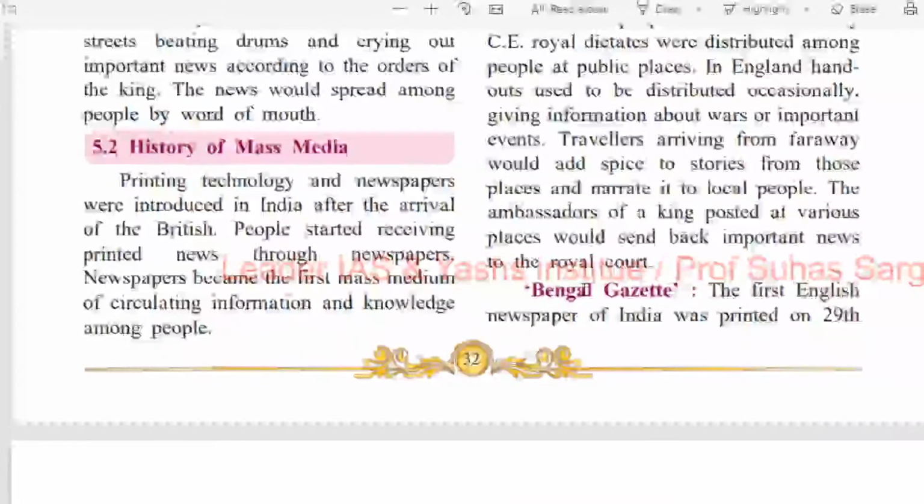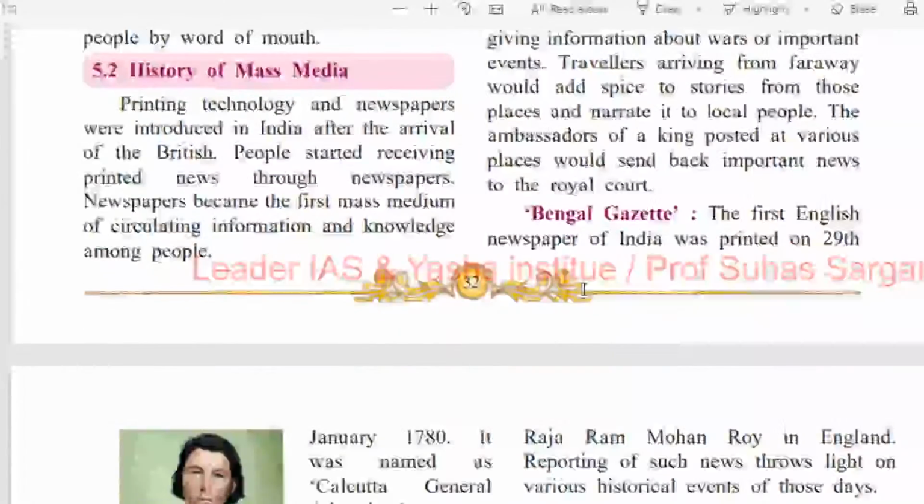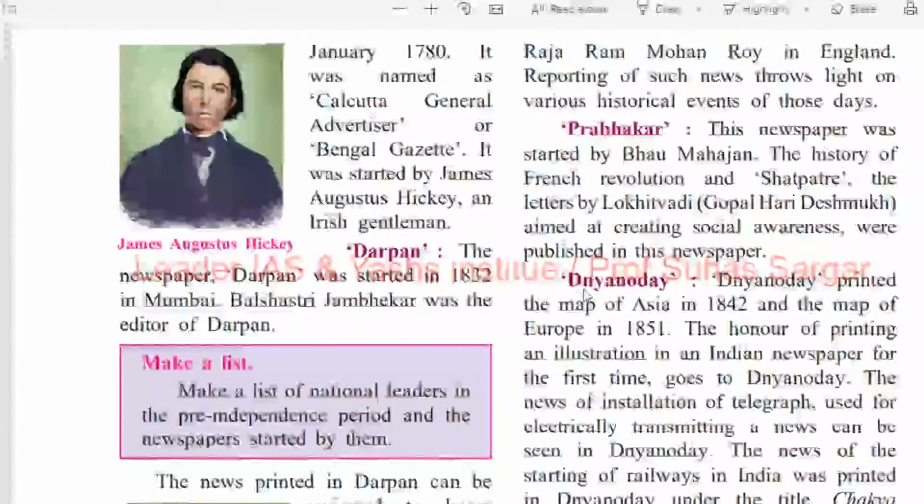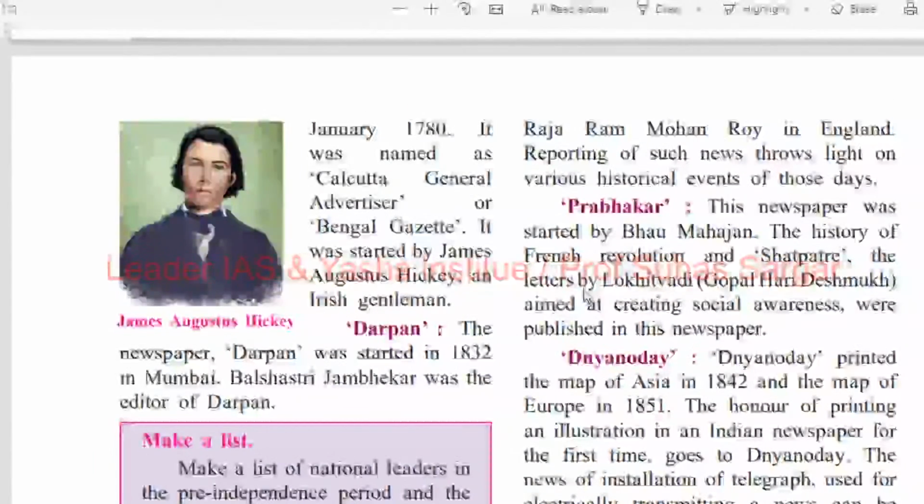Bengal Gazette, the first English newspaper of India, was printed on 29th January 1780. It was named as Kolkata General Advertiser or Bengal Gazette. It was started by James Augustus Hickey, an Irish gentleman. See the picture of James Augustus Hickey.